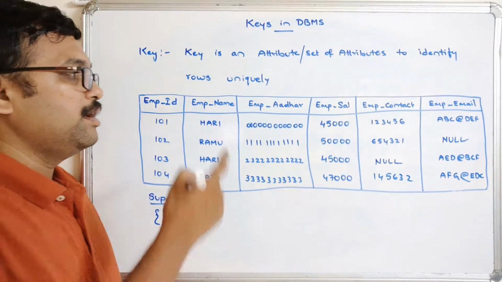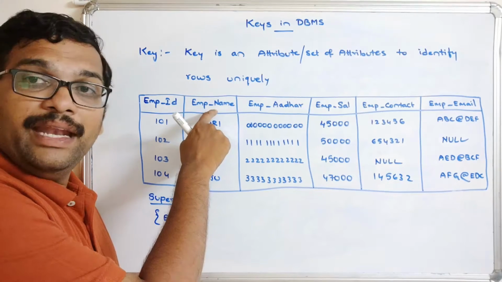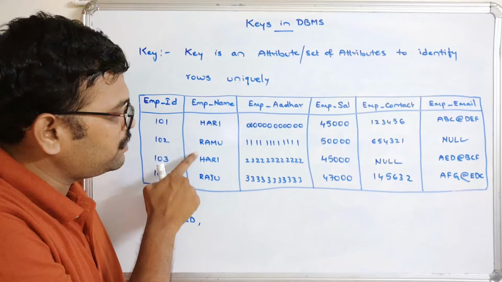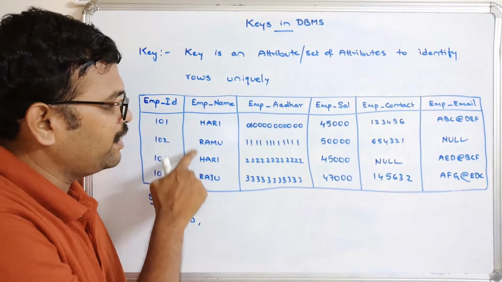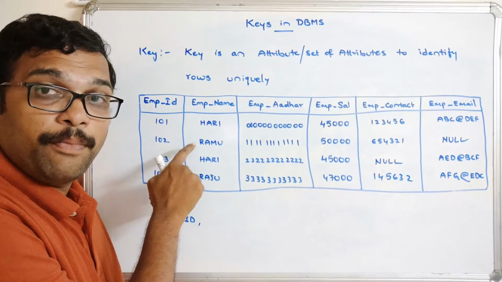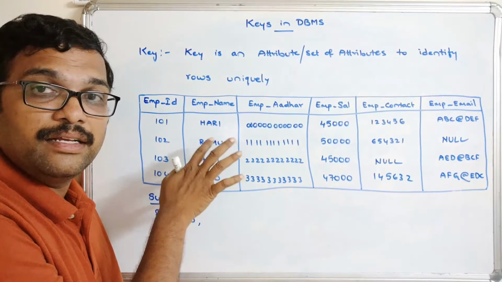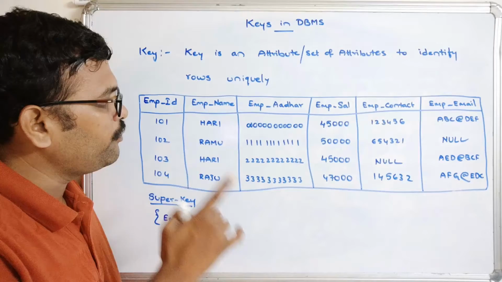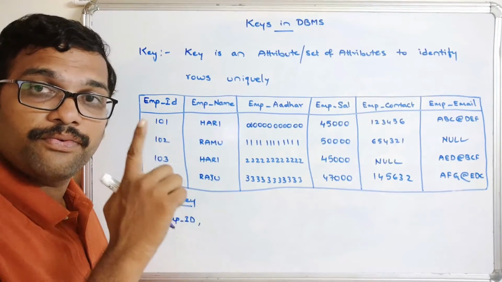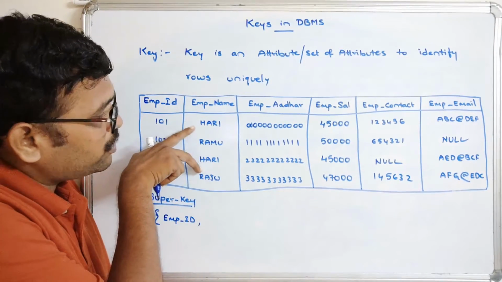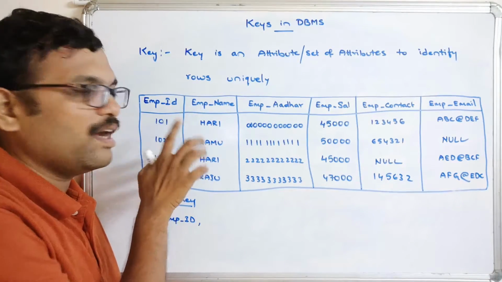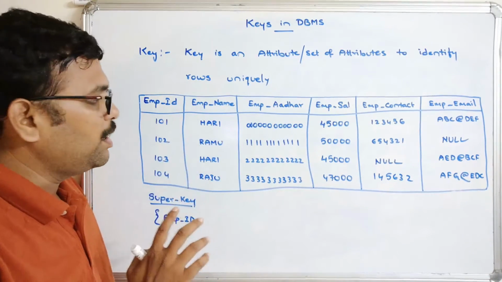And the second, with the help of employee name. You can observe in employee name, 2 persons share the same name, Hari. So by using the employee name, we can't get the details of an employee uniquely. If you try to retrieve the data for the name Hari, we will get 2 records. So with the single employee name, we can't identify the rows uniquely.